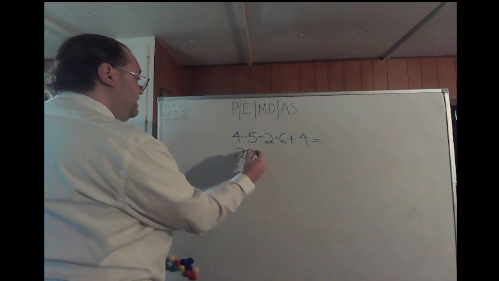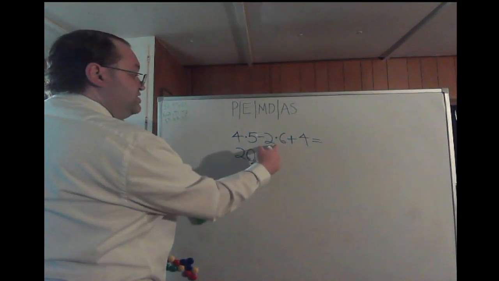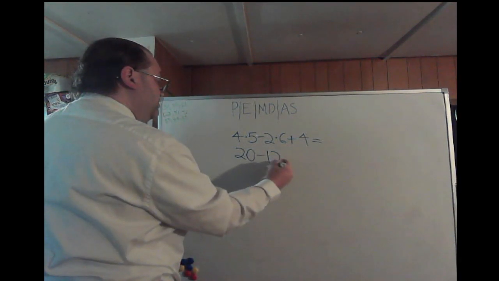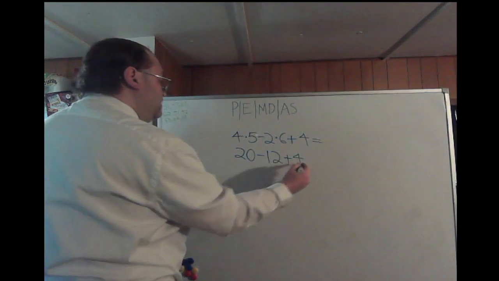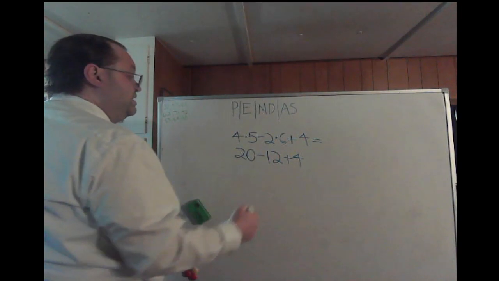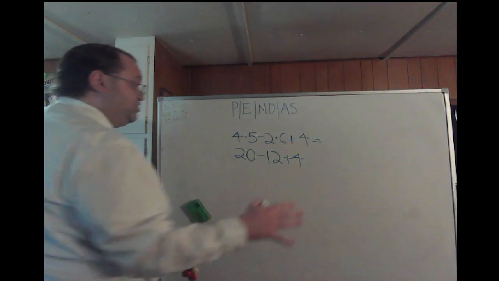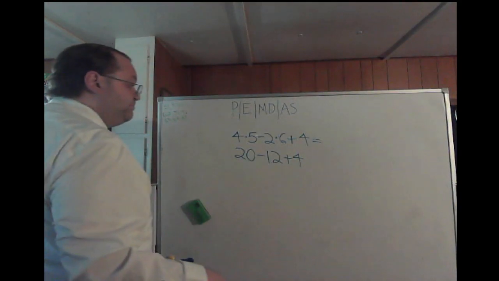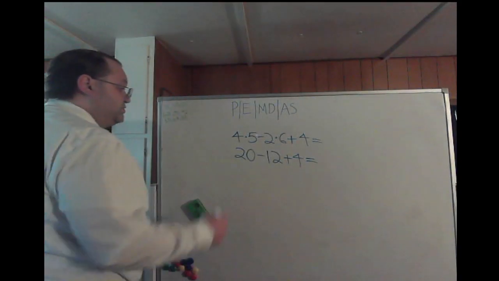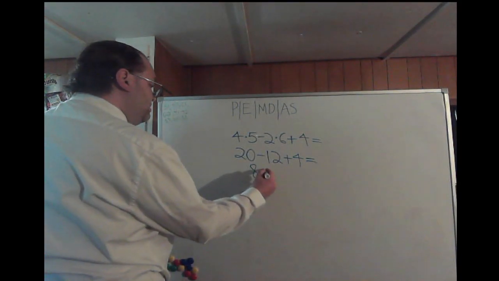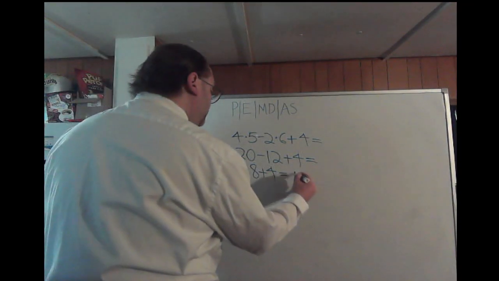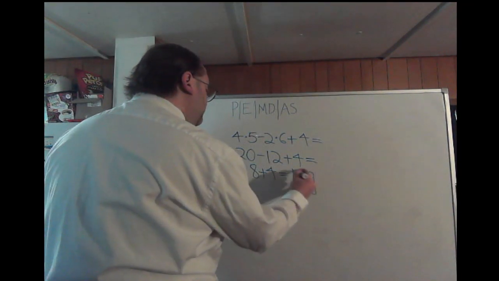which would be 20, because you're going to do your multiplication first, minus 2 times 6. That is also multiplication. That would be 12. Then you have the plus 4. Now you're left with a simple subtraction and addition problem, right? So 20 minus 12, that's 8, plus 4. So we're left with a simple addition problem. 8 plus 4 is 12. The answer you would get for this would be positive 12.